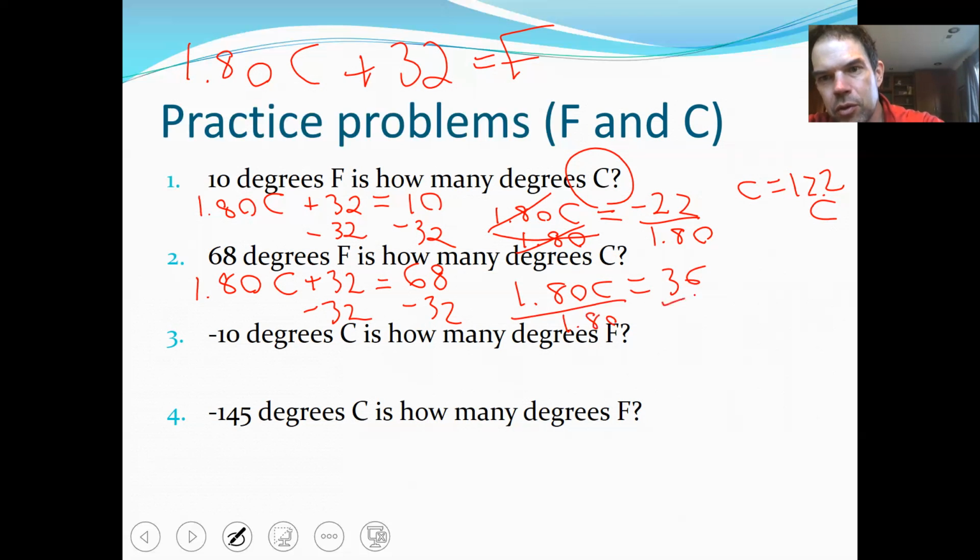You'll notice every time you do a problem like that, it's going to be exactly the same thing. It's just going to get repetitive. So 36 divided by 1.8 ends up being 20. So this would be 20 degrees Celsius, actually room temperature. Which makes sense: 68 degrees is room temperature, and 20 degrees Celsius is room temperature.